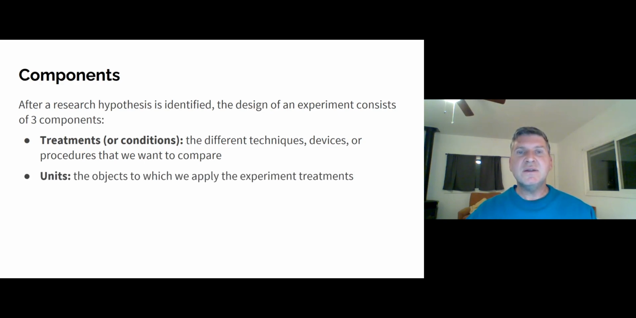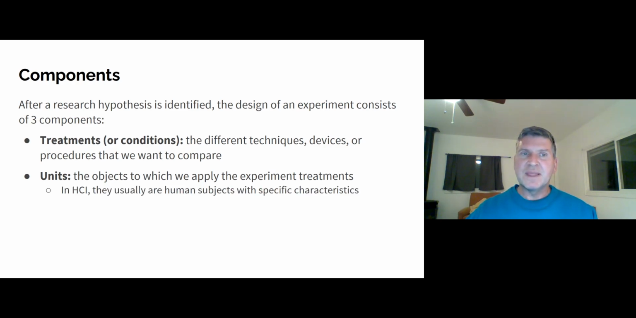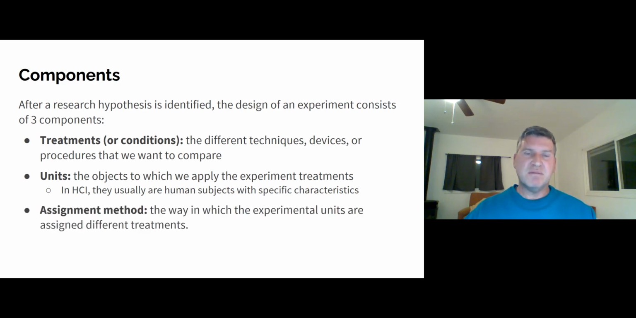The second is the units. So these are the objects we want to apply these experimental treatments to. Typically they're human subjects with specific characteristics. So they might be people performing a job on the factory floor, or they might be people who are working in a specific situation like driving a car. Then also the assignment method. So this is how these experimental units are assigned different treatments. And this is what we'll talk about here.